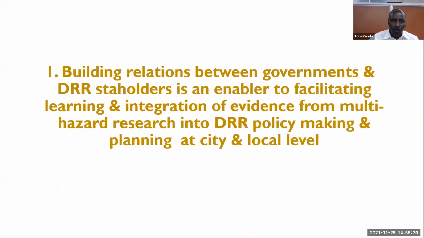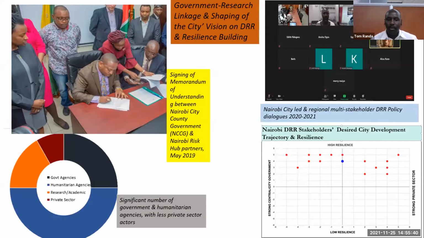So we have got 4. One is that building relations between governments and stakeholders is a key enabler to facilitating not only learning, but also uptake of evidence to inform policy and planning, both at the city level and at the local level. And for the hub, in May 2019, there was a signing of an MOU between the county government, led by the former governor of Nairobi, and the team from the UK and Nairobi.